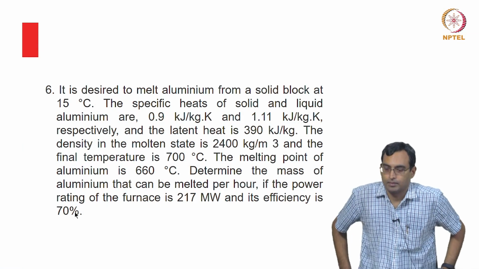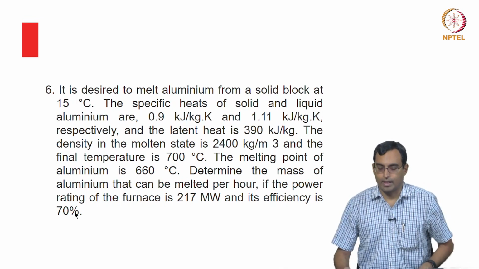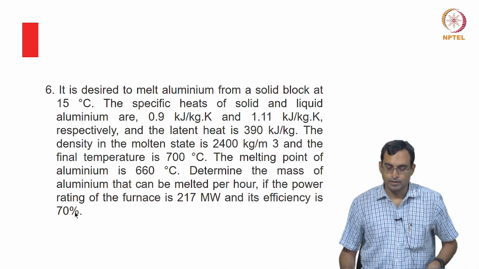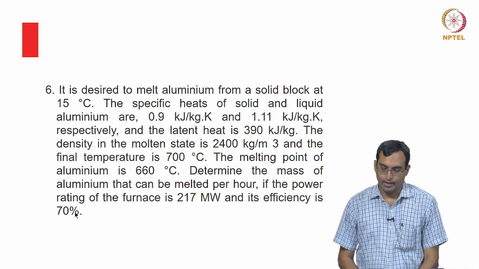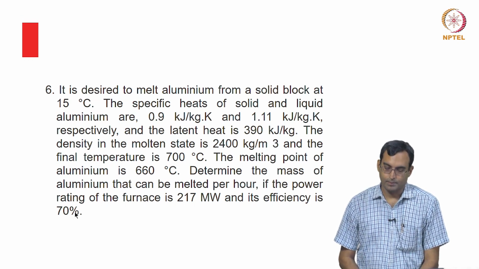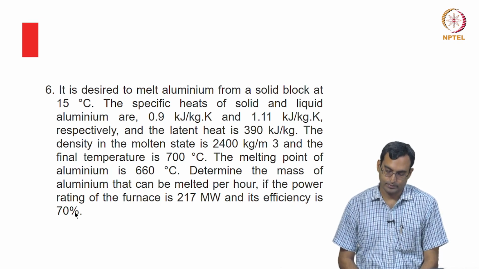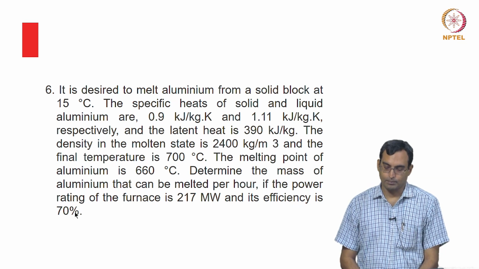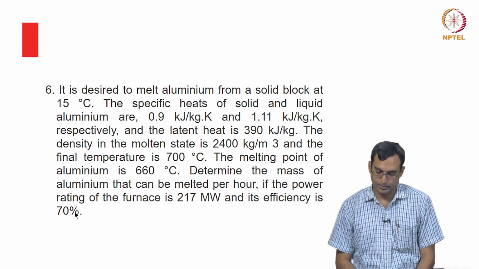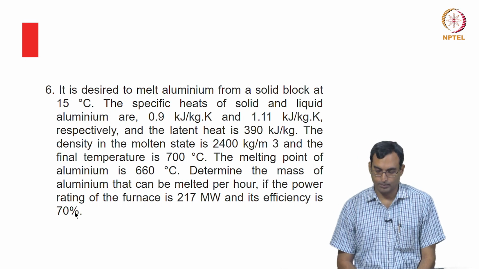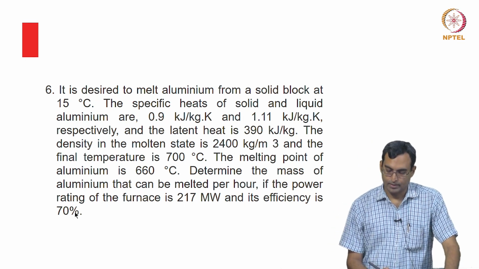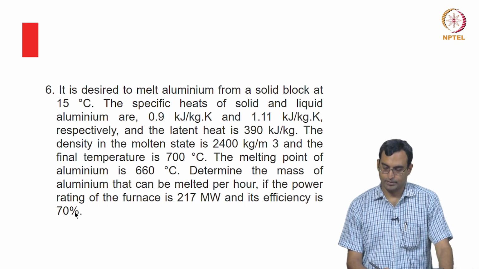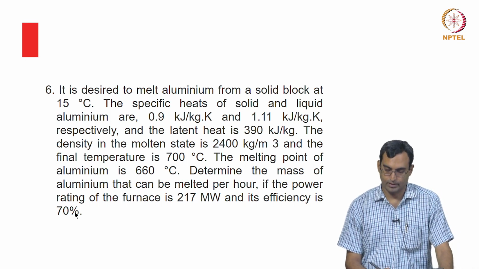Let us look at some problems on, for example, specific heat. It says here it is desired to melt aluminium from a solid block at 15 degrees centigrade. The specific heats of solid and liquid aluminium are given and the latent heat is given. The density in the molten state, the final temperature and the melting point are given. We are asked to find the mass of aluminium that can be melted if the rating of the furnace is 217 megawatts and its efficiency is 70%.